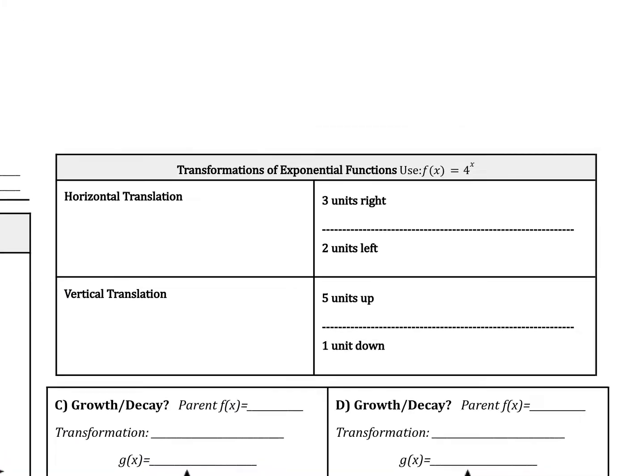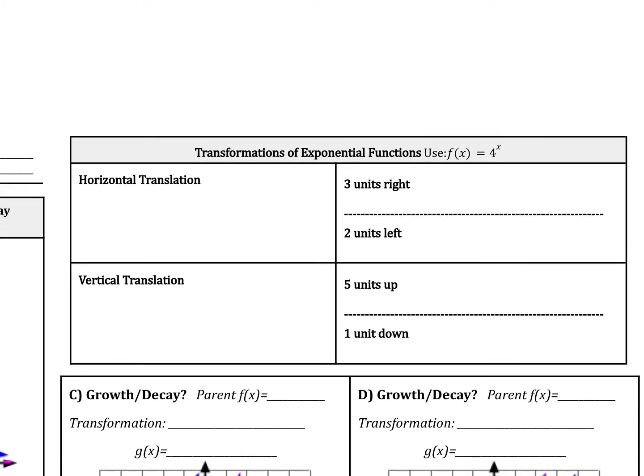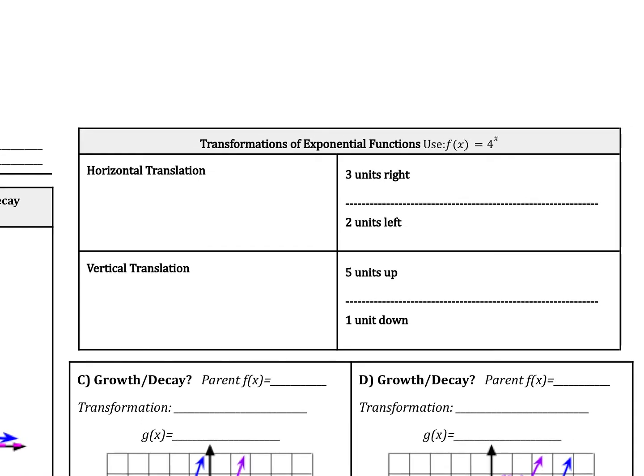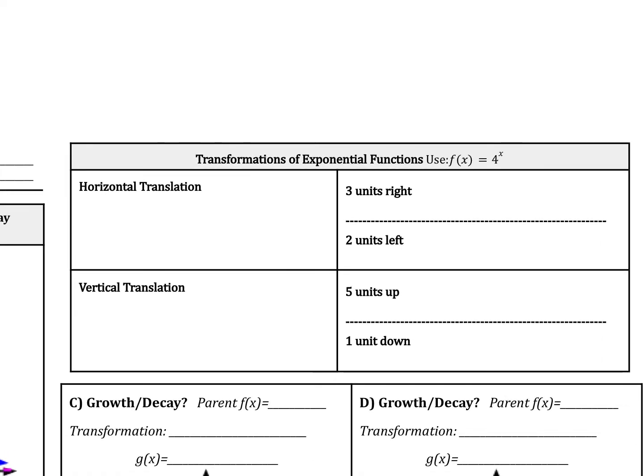Now let's talk about some transformations of exponential functions. So we know our basics, and now we need to know our transformations. The horizontal transformations, or translations, remember that goes left or right, and it's on the inside. What we're going to use is y equals b to the x minus h plus k.